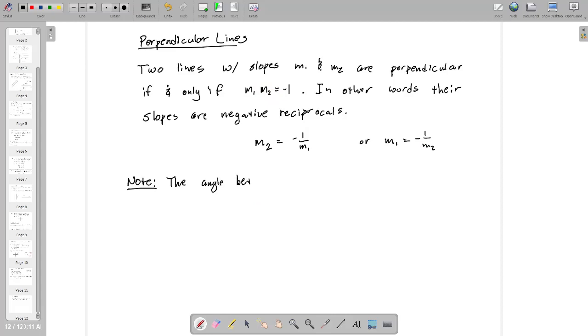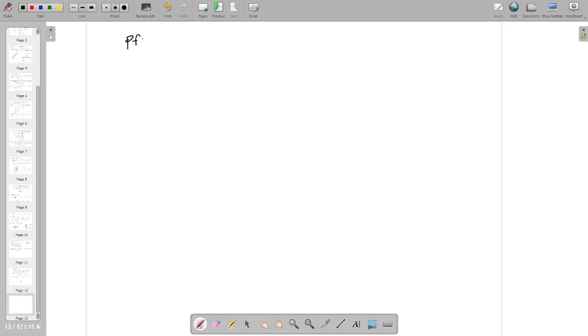Note, the angle between two perpendicular lines is 90 degrees. It just means that they look like this. So you have one like that and another one like this, and they form a 90-degree angle. That's what perpendicular means. I'm going to prove this statement up here that they're negative reciprocals on the next slide. It suffices to prove this statement when they intersect at the origin, for reasons you don't need to know.